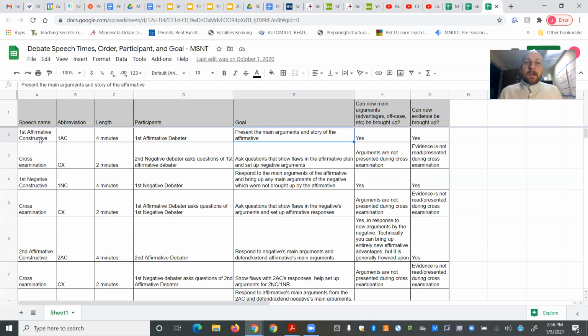Makes sense. The goal of this speech is for the 1AC to present the main arguments and story of the affirmative. So you should have your 1AC all put together already. What evidence you want to use, how you want to say it, what your main story is, what your goal is, what your plan text is. You should have that all set up ahead of time. That's what you get to do in practice, is you figure out what you want to say and you set it up, right?